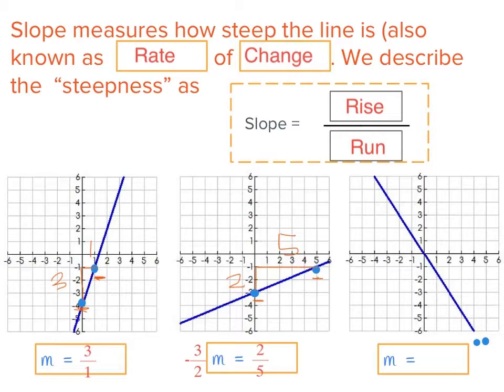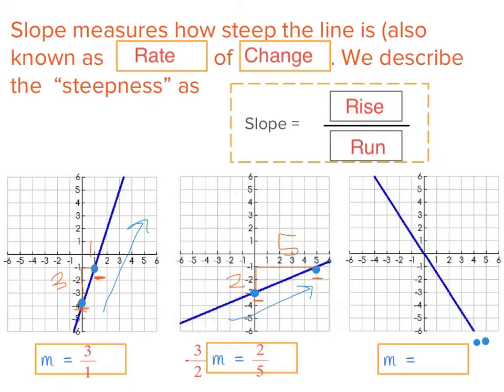So notice how in the first 2 graphs we had a positive number as our slope. The first one we had a positive 3 over 1, and the second slope was a positive 2 over 5. Now remember in our previous slides where we talked about the 4 different ways to describe slope, we had a positive slope because the line was moving upwards when we're looking at it from left to right. Same for the second one. We know that this one would have a positive slope because this line is moving upwards.